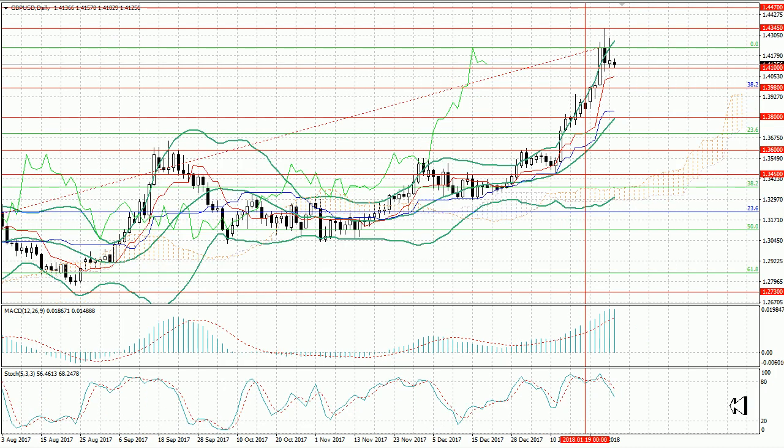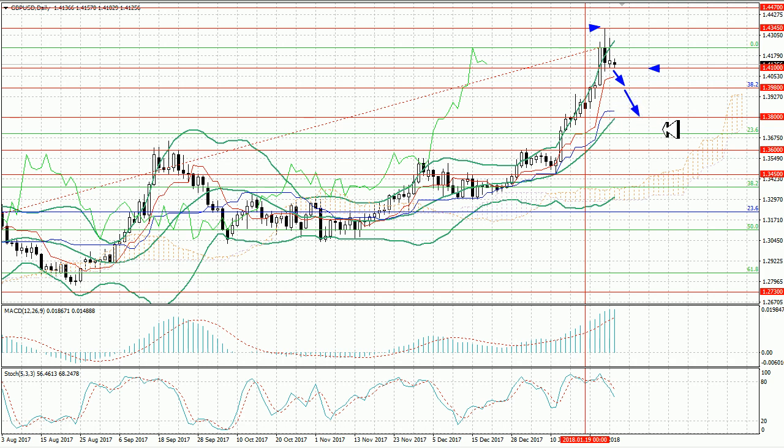Now let's move to GBP/USD. The pair climbed to 1.4345 last week, but then was adjusted to 1.41. If this level is broken down, the price may reach the levels of 1.3980 and 1.38. The latter is the middle line of the Bollinger Bands.